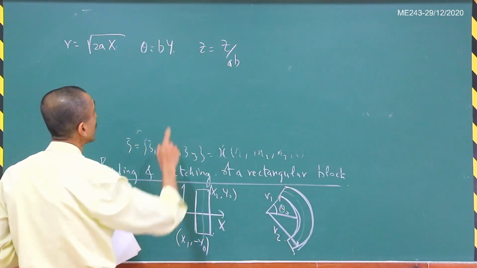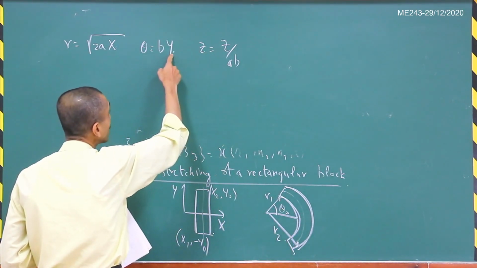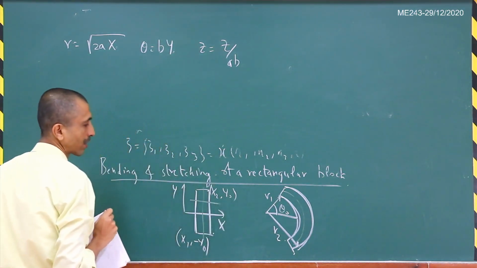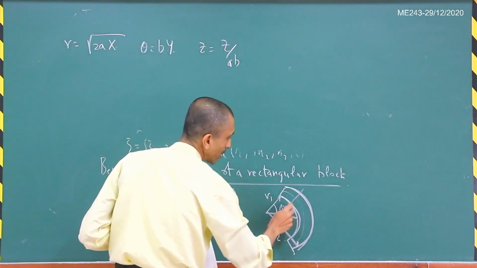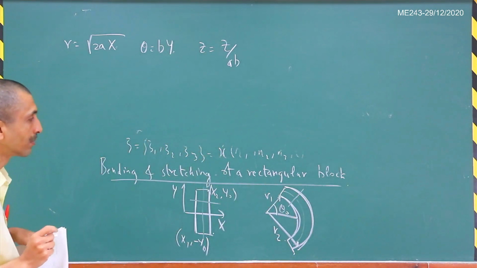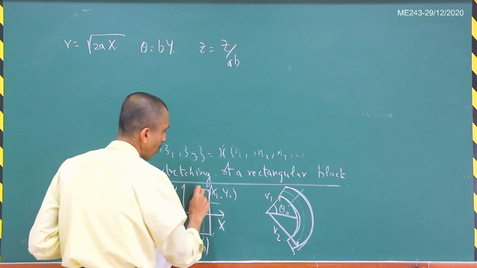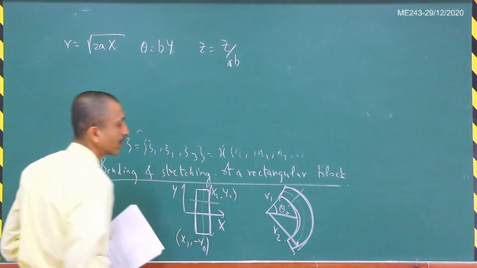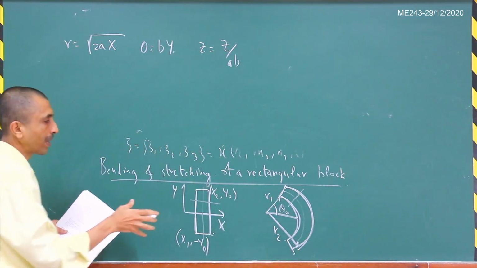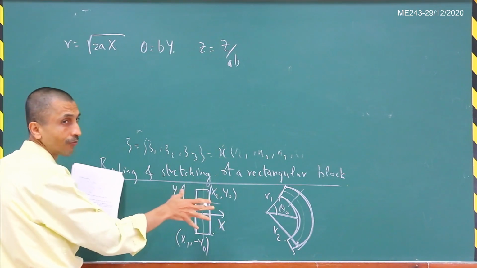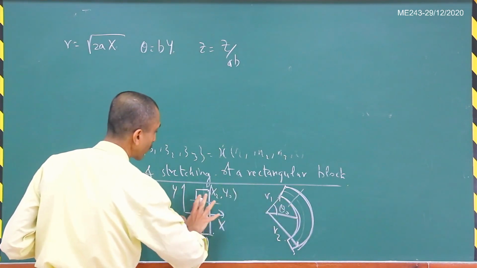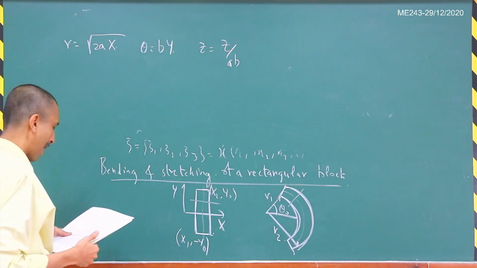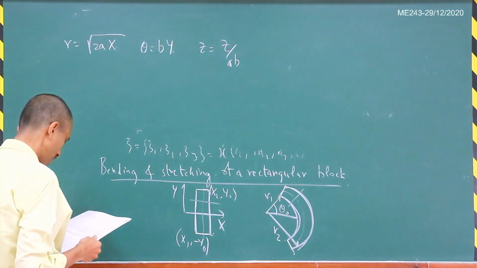Similarly, a constant Y line goes to a constant theta line. So any line that has a constant Y goes to a constant theta line in the deformed configuration. This top line goes into this particular line, and this line goes into this particular line. Through the application of some moment or force, you are bringing it from the reference configuration to this deformed configuration, and this is the mapping that we are using to get there.